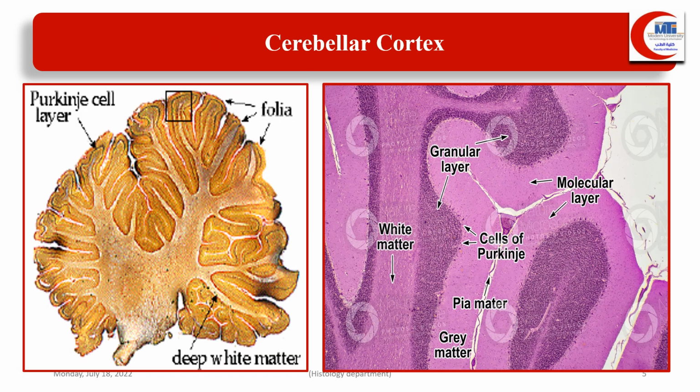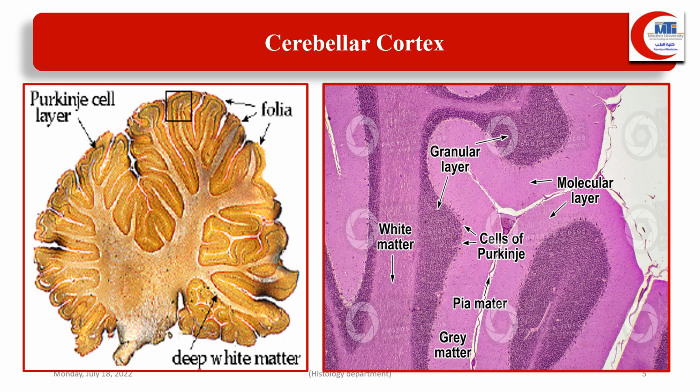Here we can see the structure of cerebellar cortex on both sides. The right side is stained by H and E, or hematoxylin and eosin stain. You can see that the surface is folded into folia. Here on the left side, this is also cerebellar cortex folded into folia, and here we will discuss the structure. On the right side, you can see that the superficial part is called gray matter, but the deeper part is called white matter.